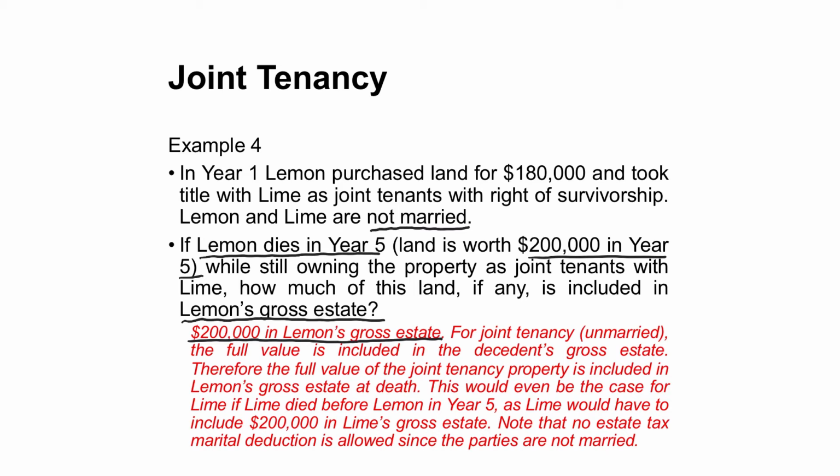This would even be the case for Lime if Lime died before Lemon in year 5, as Lime would have to include $200,000 in Lime's gross estate. So what I'm saying is if we changed around example 4 and said, what if Lime died before Lemon? Well, Lime would have to include that $200,000, assuming Lime died in year 5, in Lime's gross estate. Again, they're not married, so there's no deduction allowed.